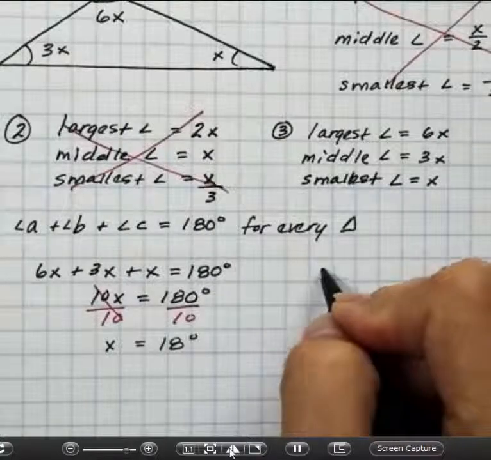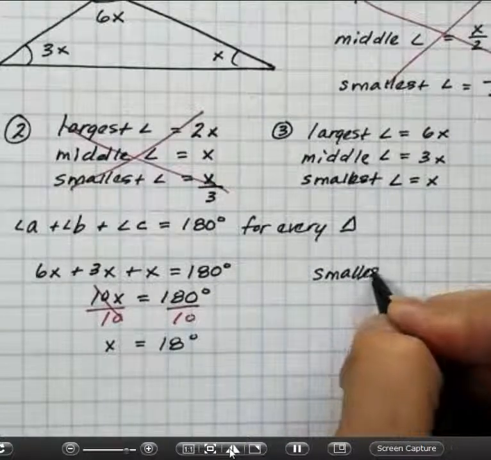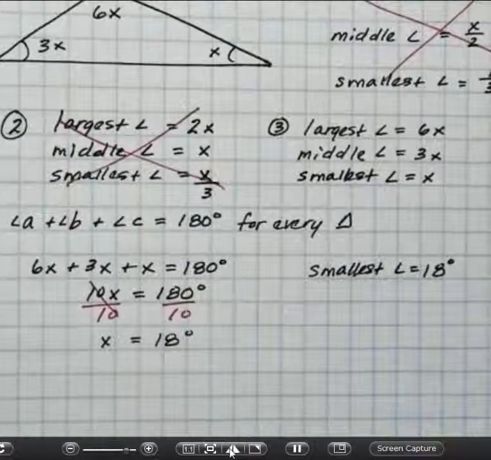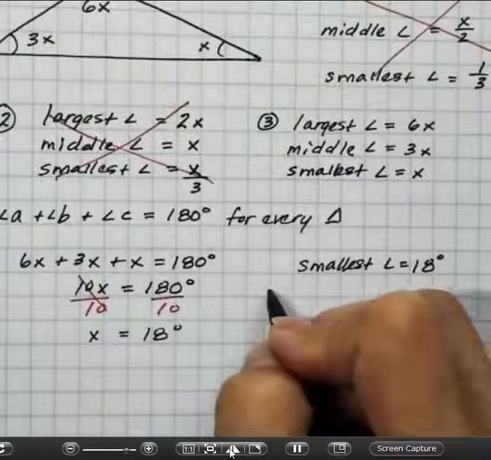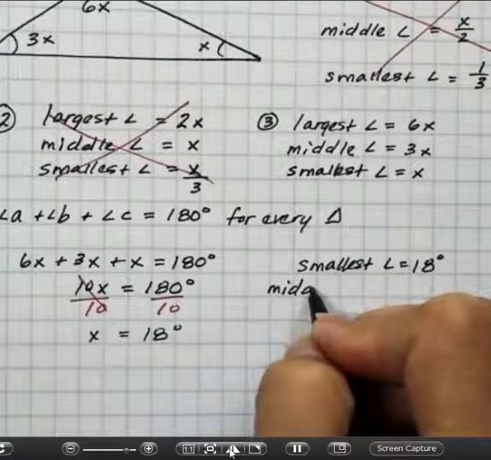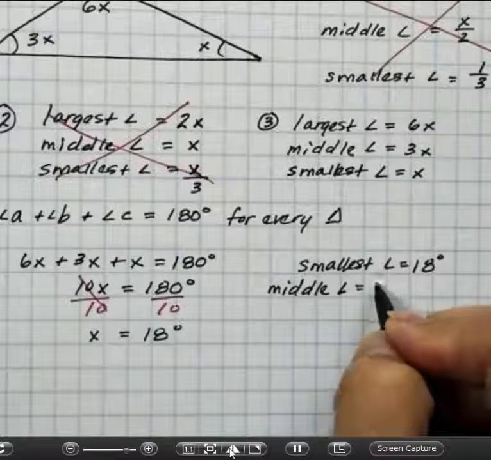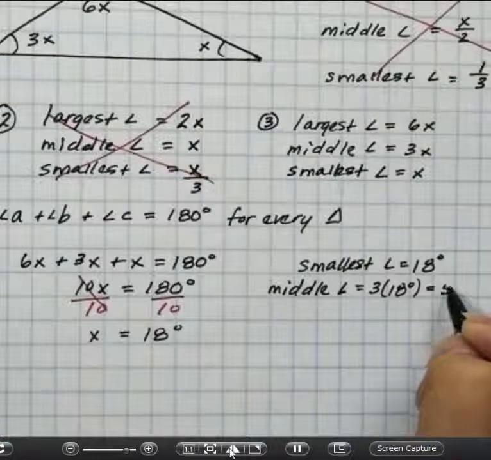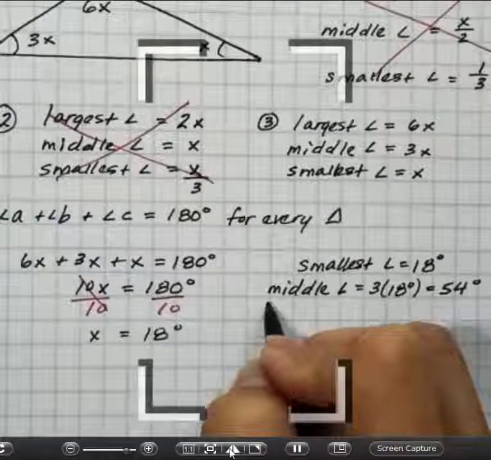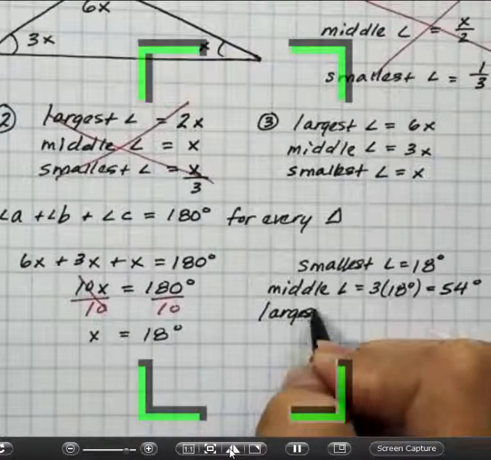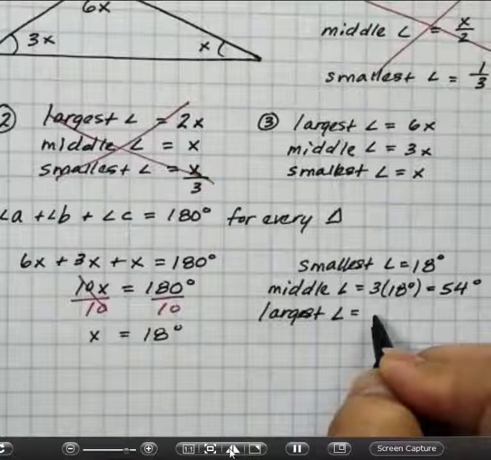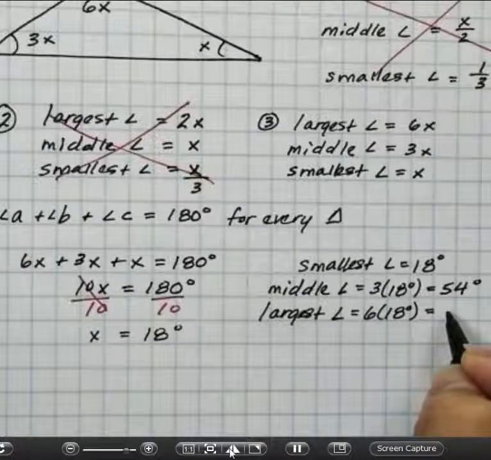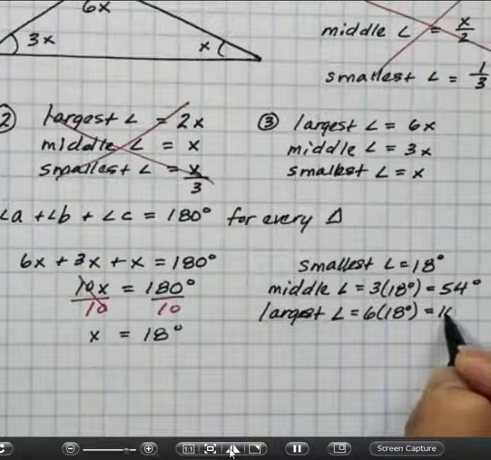So the smallest angle equals 18 degrees. The middle angle is equal to 3 times 18 degrees, which is going to give me 54 degrees. And then the largest angle is equal to 6 times 18 degrees, which is going to give me 108 degrees.